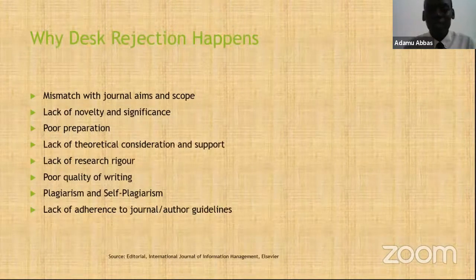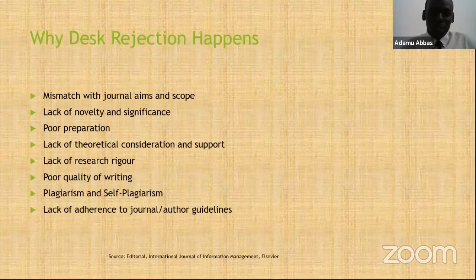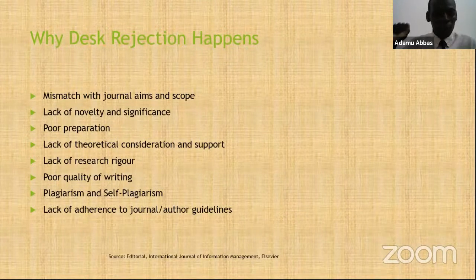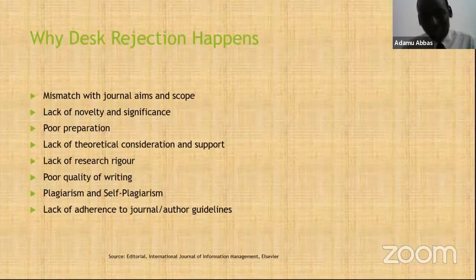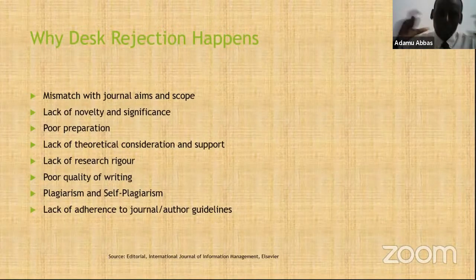So why does rejection happen? Sometimes it happens because of mismatch. The journal is focusing on culture, and your study is on communication or on leadership. So the journal will definitely reject your article. So make sure you read the aims and scope of that particular journal. Make sure your research is new, with novelty and significance. You have to ensure that this is a new thing that you are doing.